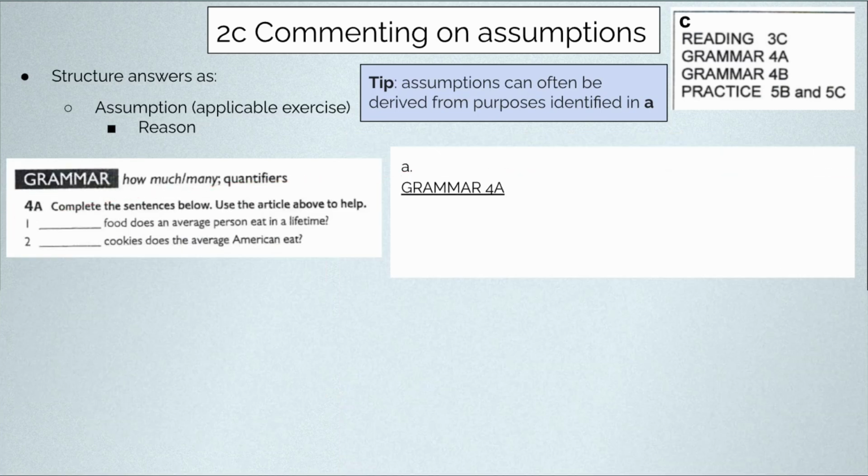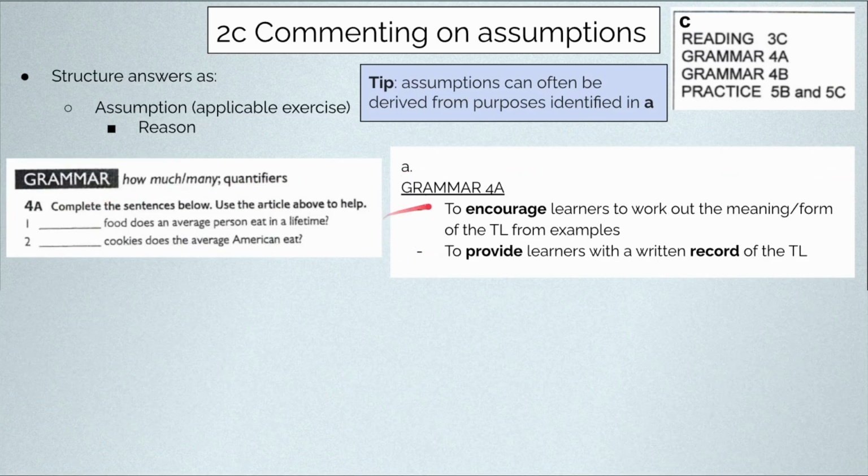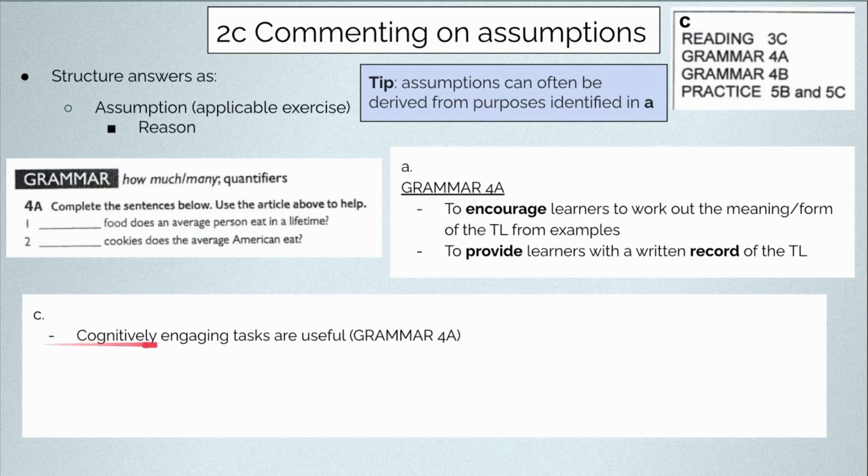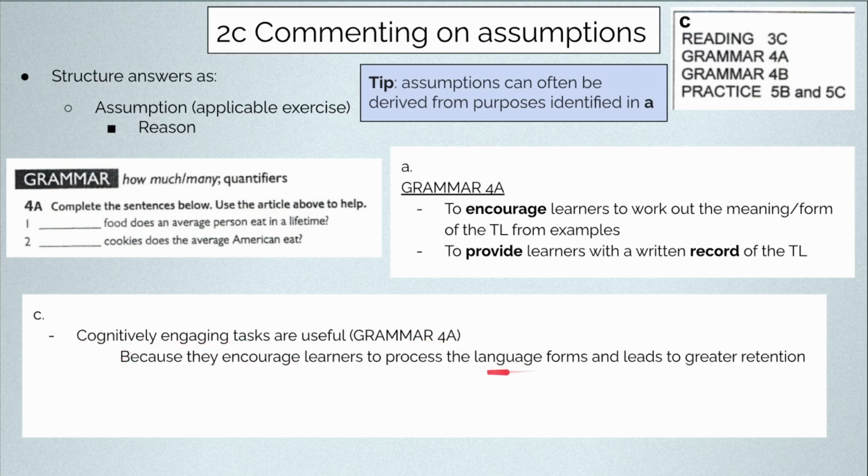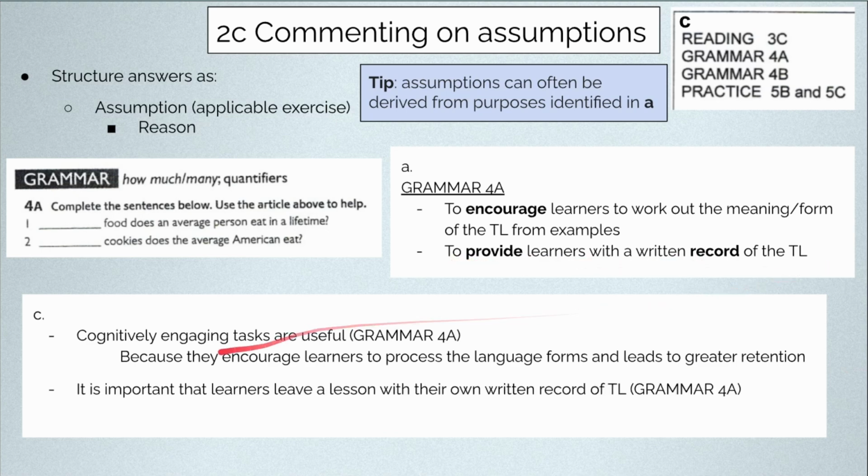For grammar 4A, we had these 2 purposes in part A to encourage learners to work out the meaning. Working something out is cognitively engaging, and cognitively engaging tasks are useful because they encourage learners to process the language forms and leads to greater retention. Another purpose was to provide learners with a written record of the target language. The assumption being that it is important that learners leave a lesson with their own written record of the target language, because this will aid memory.